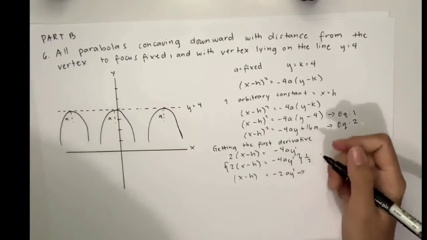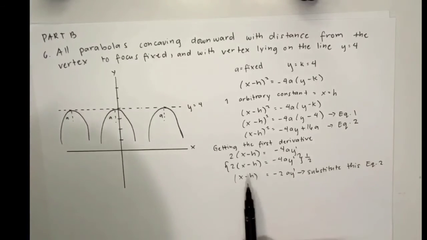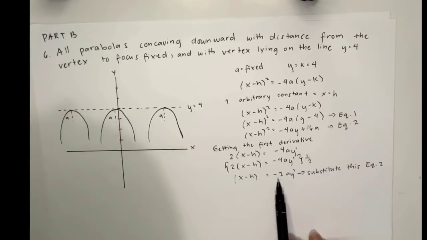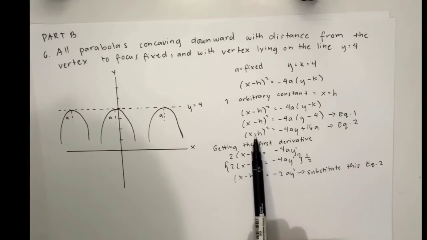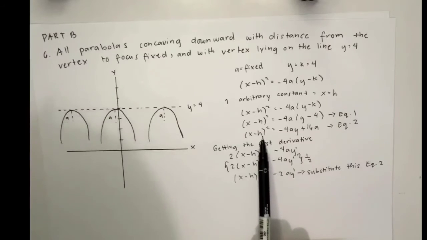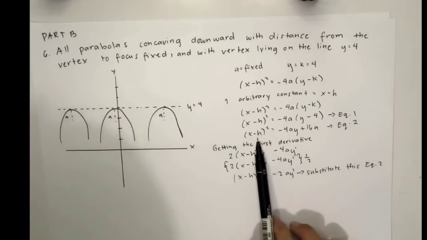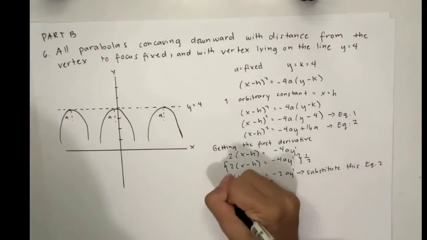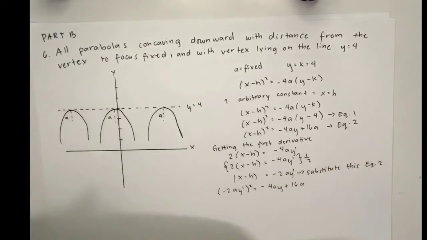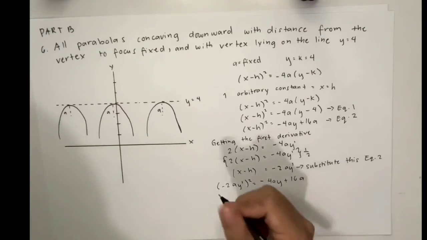We can substitute this to equation 2. Since x minus h is equal to negative 2ay prime, from our equation number 2, we also have x minus h here. So we can substitute this term para ma-eliminate natin yung arbitrary constant, which is h. And we can still simplify this. Before we simplify, let's just perform this squared first.